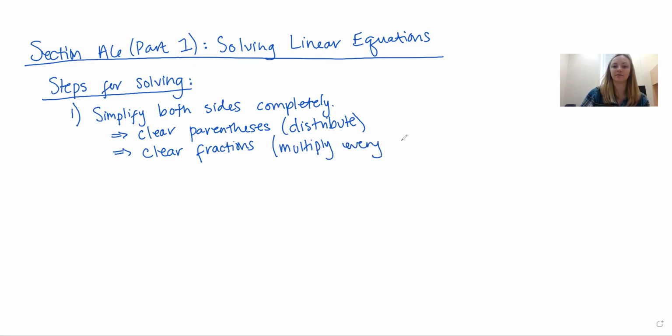every term by the LCD. And it's really important to remember that you are multiplying every single term, not just the terms with fractions. So what we do to one side, we do to the other. That implies all terms. The other thing that we might have to do, and most of the time this is the most common one, is combine like terms.